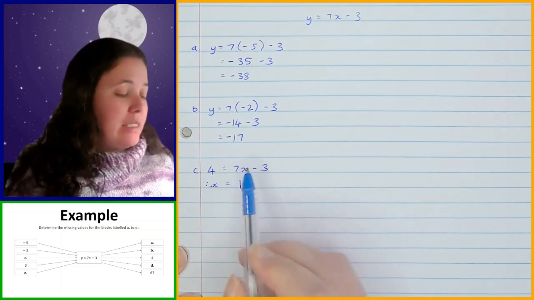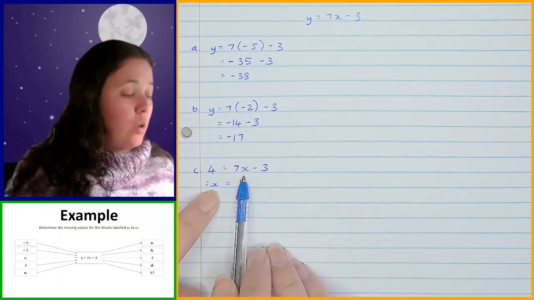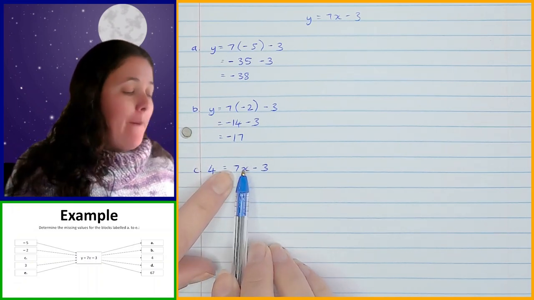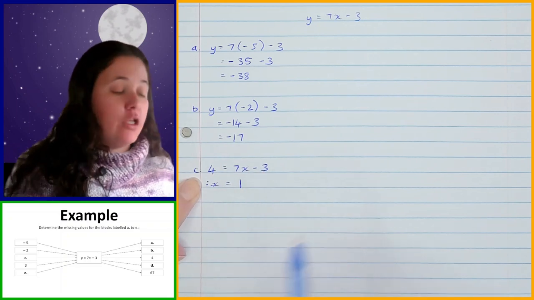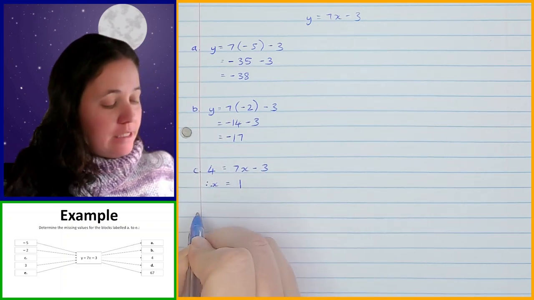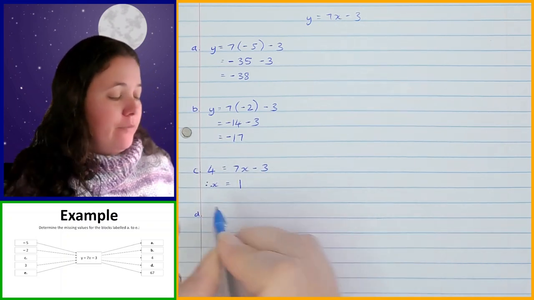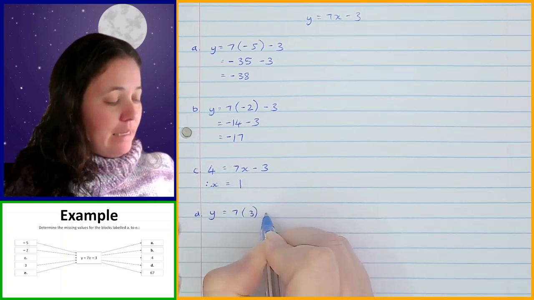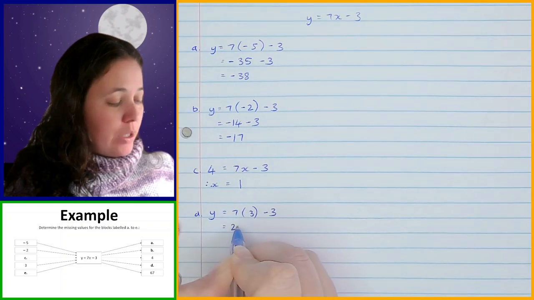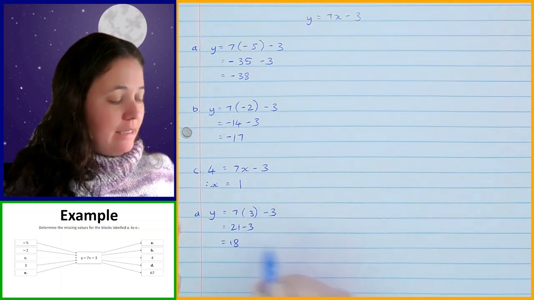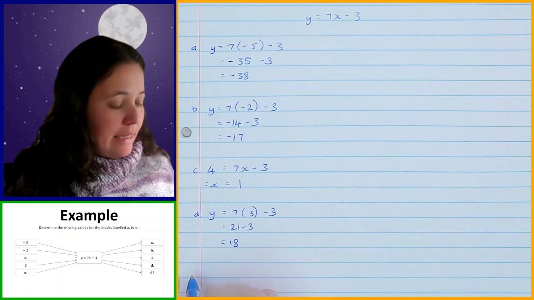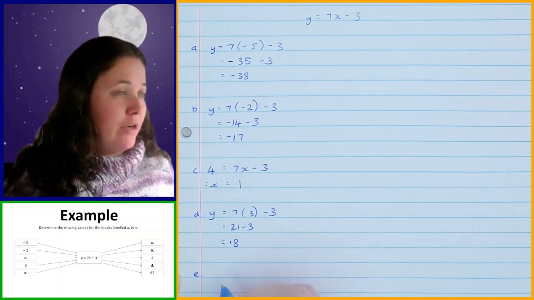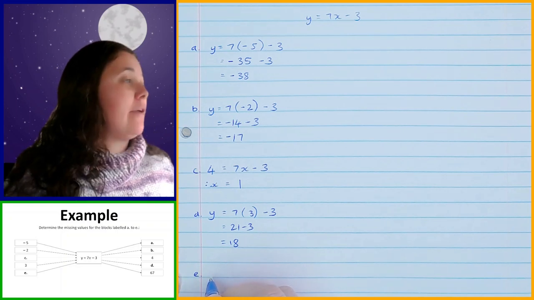And we can check it. If x is 1, do I get 4? 7 times 1 is 7, minus 3 is 4. So yes, that works. Okay, question D. Now we've got an input value of 3. So y equals 7 times 3 minus 3, which is 21 minus 3. That gives me 18. And then the last one, E. Again, in this one, I have to work out an input value for a given output value. So I have been given 67.